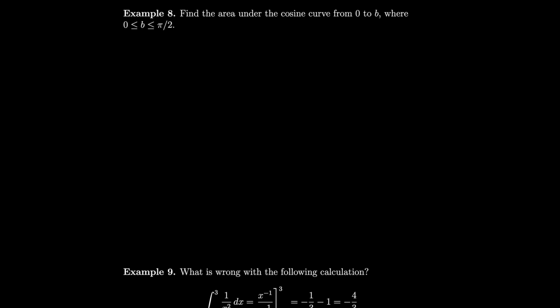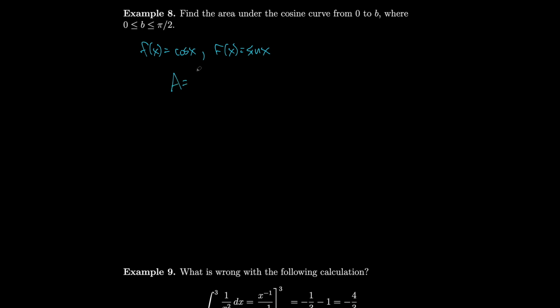Let's find the area under the cosine curve from 0 to b, where b goes from 0 to pi over 2. So we're going to let f of x be cosine. Then an antiderivative is sine. Notice we do not need the minus because we're going backwards. When we take the derivative of sine, we get cosine without the minus. So the derivative of cosine is minus sine, but the antiderivative is just sine.